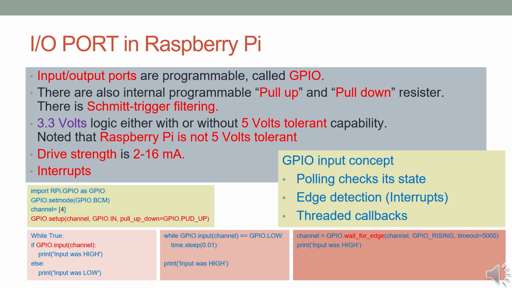One important safety note: Raspberry Pi GPIO pins are not 5V tolerant. This means you must not apply a 5-volt signal directly to a GPIO pin, as doing so can damage the Raspberry Pi.